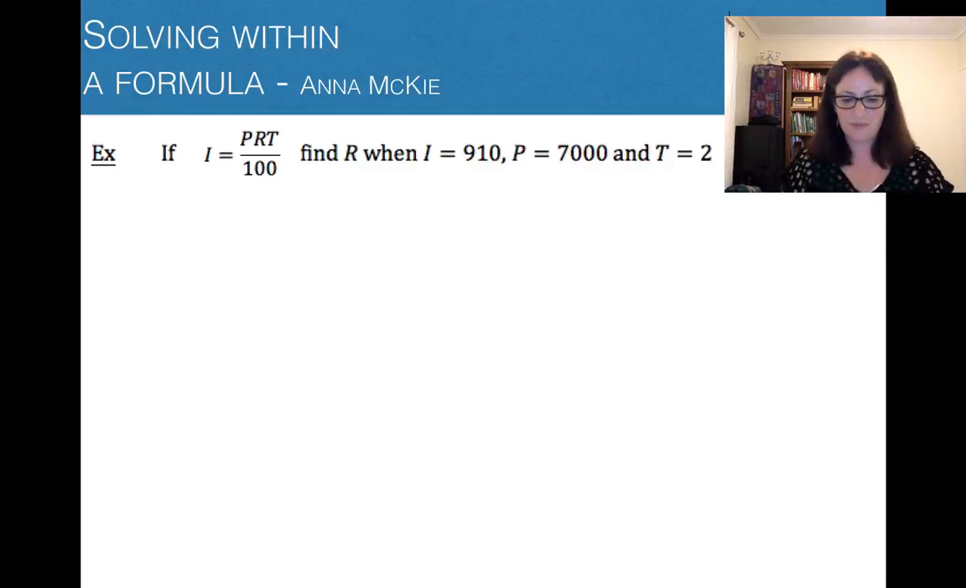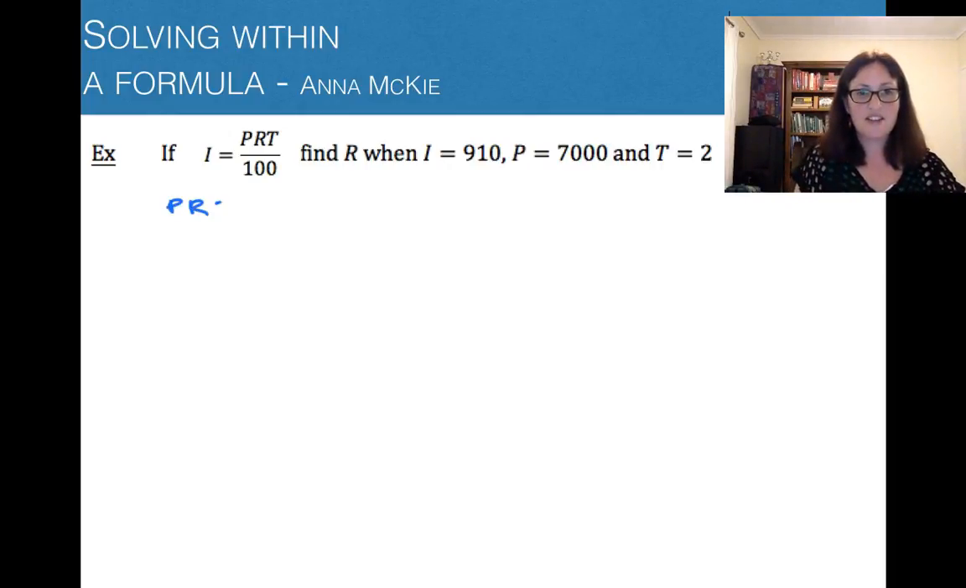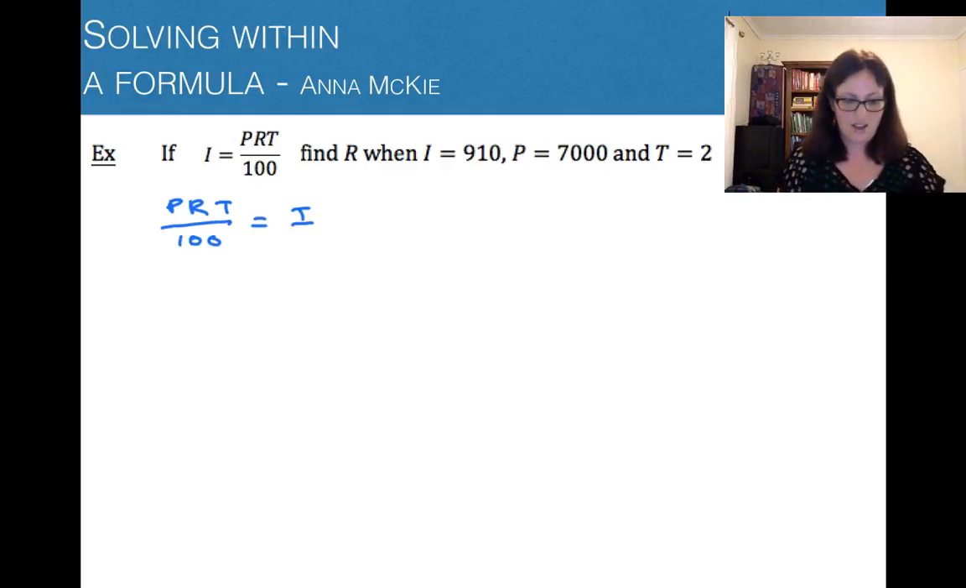One more. So this is actually the formula for simple interest, in case you're interested. If I is equal to PRT over 100, we need to find R when the other variables equal these numbers. So being asked to find R, look at where that is in terms of the equals. It's currently on the right. We need to switch it around so it's on the left. You don't have to, but you'll find it makes life easier later on to be able to see what you need to do.